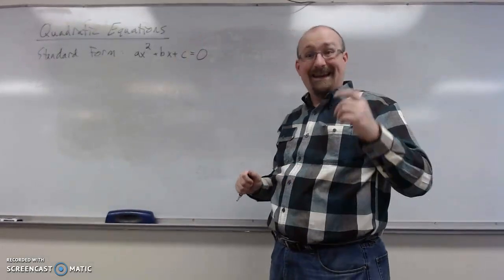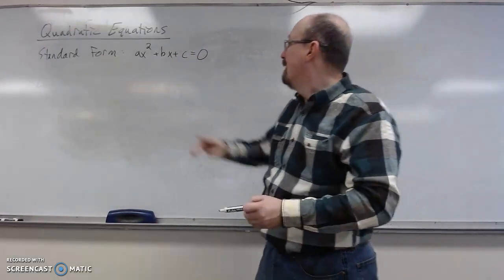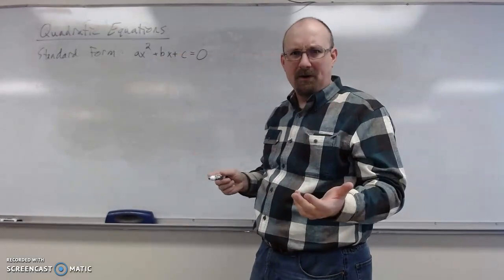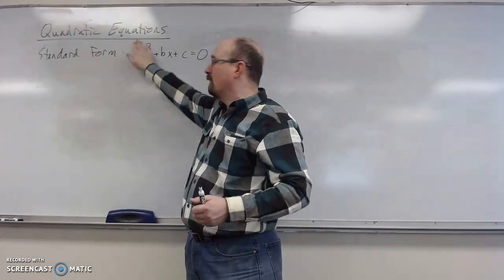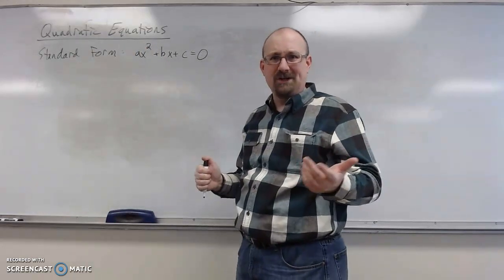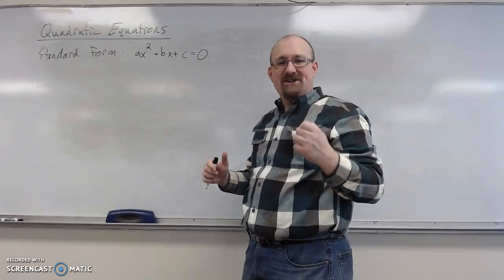We need to have a term with an x squared for it to be a quadratic equation. You'll notice it says that a, b, and c are fixed numbers. But we do require that a is non-zero, because if it goes away, then we're just dealing with a linear equation, and why would we give it a different name? So that's the general form.